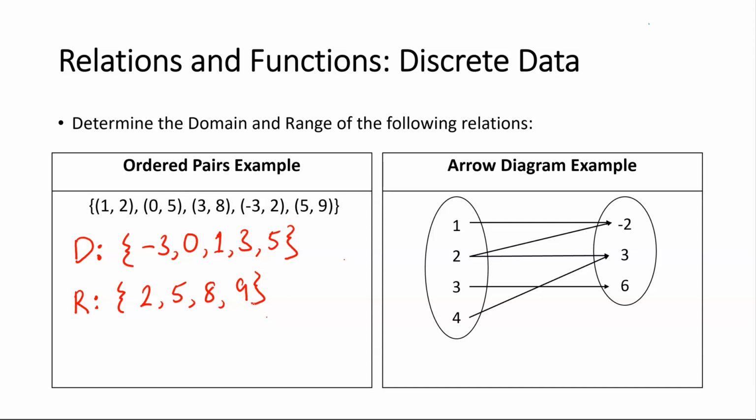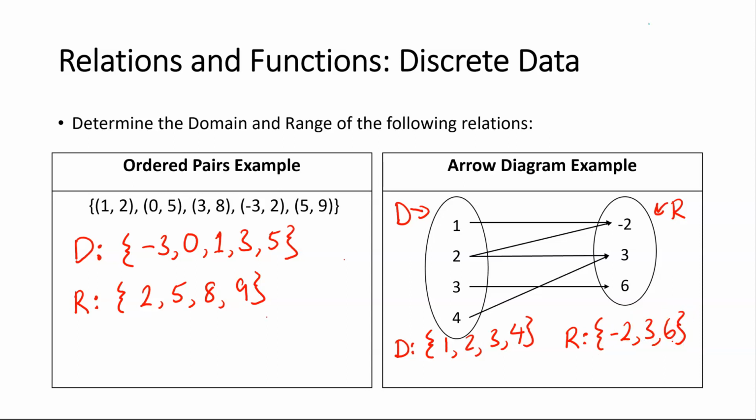Looking at the arrow diagram example, your input is on the left side again, your output's on the right, so your domain is going to be all of that. The range is going to be all of that. When we list it, we put in curly brackets, in order from least to greatest, 1, 2, 3, and 4. And the range, same thing. In those braces, -2, 3, and 6. And that's it.